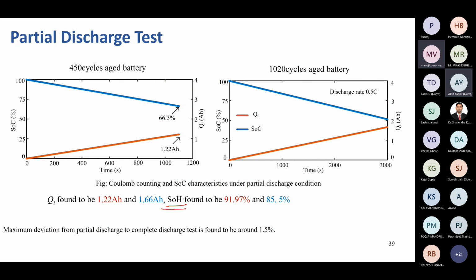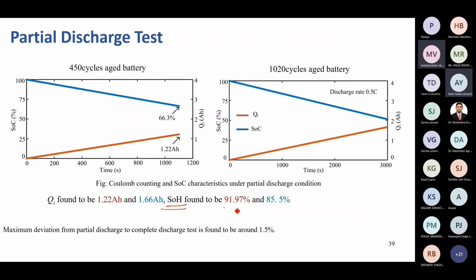When it reaches 91.97, I can see that, okay, another 1 or 2 years after that I need to replace the battery. So this is very important when we want to study the state of health: for how long we can use that battery, for how much period, and how we can improve the life of the battery further by taking the temperature effect into consideration.